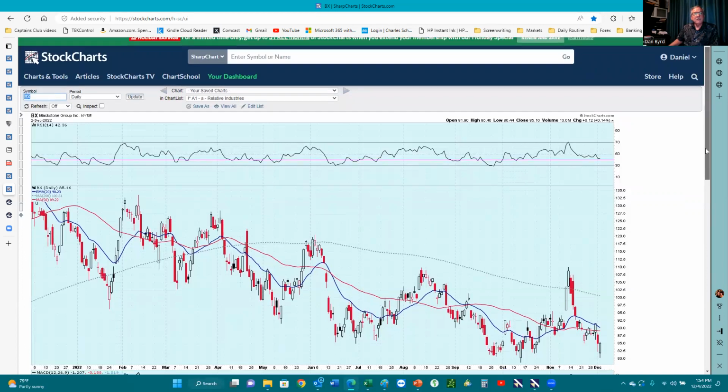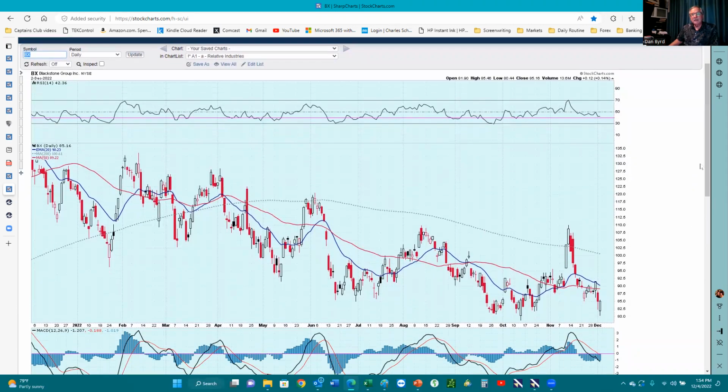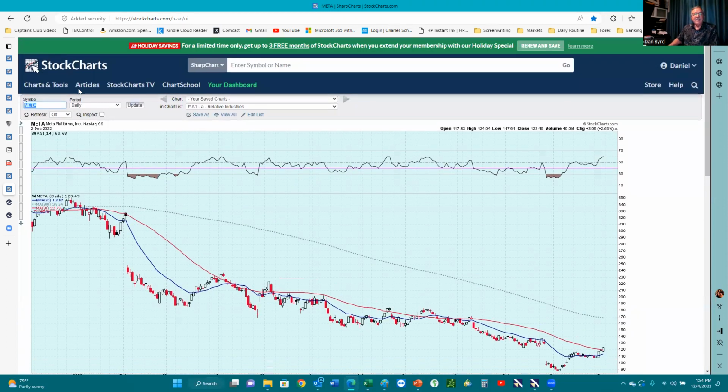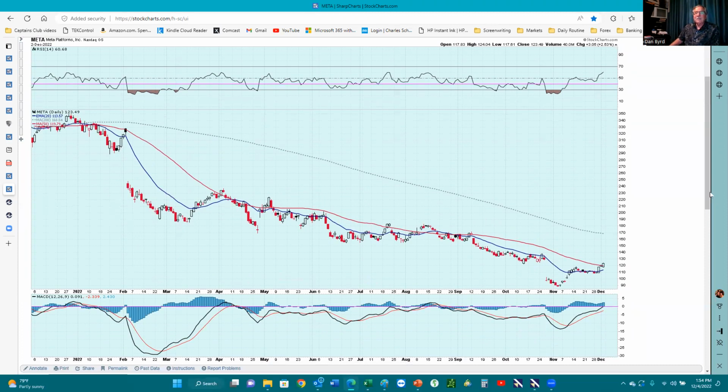Are there any others you want to look at? Meta. What the hell? Ah, look at that. That one's looking good. Yeah, I bought two tranches of that too, but it's not a dividend stock, so I'm not counting it. Meta is above its 50. The 20-day is coming up and might be crossing soon. The MACD is above zero. The line's not above zero yet, but the histogram is.